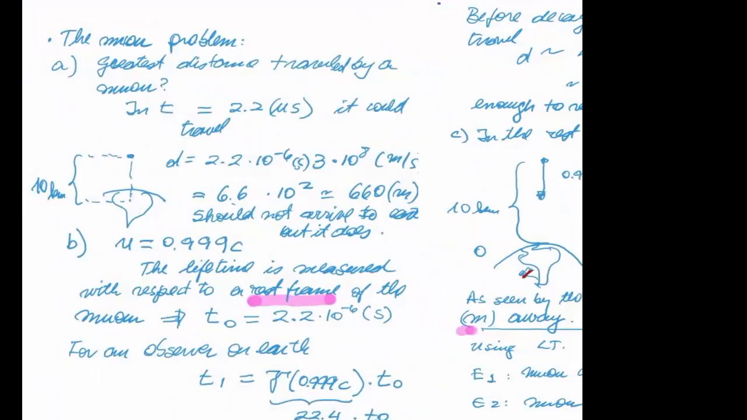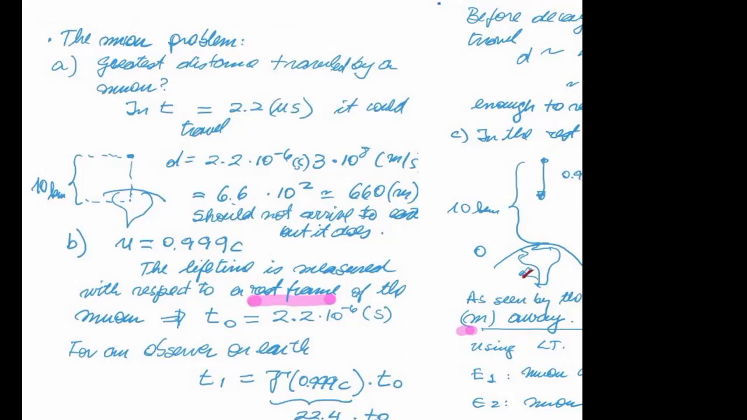So the distance that it will travel will be 2.2 times 10 to the minus 6 seconds times the velocity of light, which is 3 times 10 to the 8 meters per second. When I multiply those two things, it gives me about 660 meters. Okay, so anything that is actually generated at the top of the atmosphere, if it travels for 2.2 times 10 to the minus 6 seconds, will never make it to Earth because it would only travel 660 meters. So nothing should arrive.